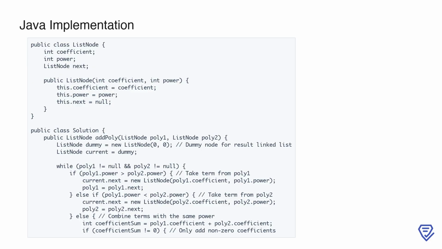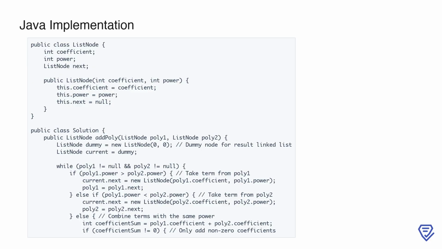Then, in the Solution class, we define the method addPoly, which will take two polynomial linked lists, poly1 and poly2, as input and return a new linked list representing their sum. To begin, we create a dummy node to serve as the head of the result linked list, and a current pointer that will help us build the list as we iterate. Inside the while loop, we compare the powers of the current terms in poly1 and poly2. If the power in poly1 is greater, we add the term to the result list and move poly1 forward. If the power in poly2 is greater, we do the same for poly2.